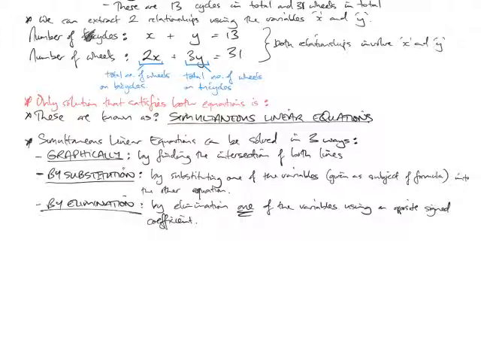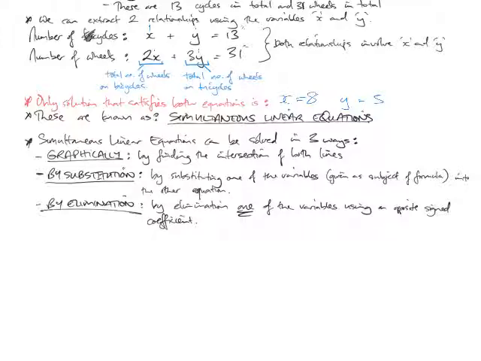Now you could solve this by trial and error. You could say, let's say there was 1 bicycle and 1 tricycle. That would only equal 2 cycles in total. That wouldn't satisfy the first equation, and it certainly wouldn't satisfy the second, because 2 times 1 is 2, and 3 times 1 is 3, which would add up to 5, not 31. You could keep going up the numbers until you find the right combination, but what you'd find is that the number of bicycles would have to be 8, and the number of tricycles would have to be 5.